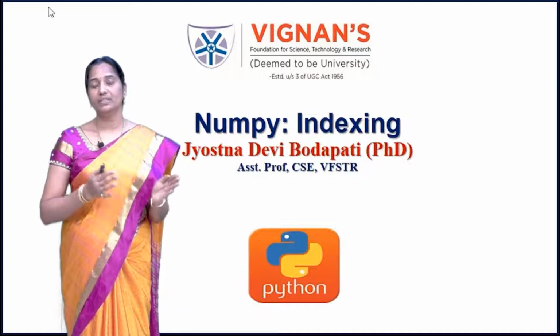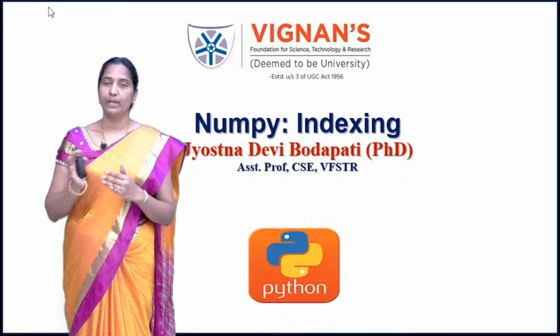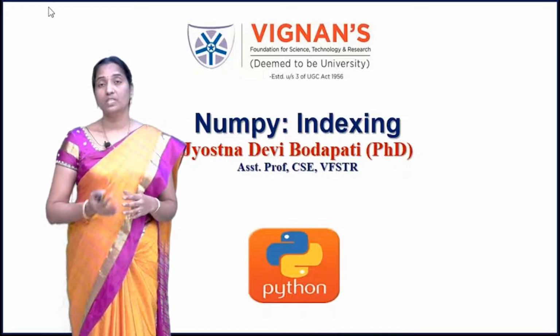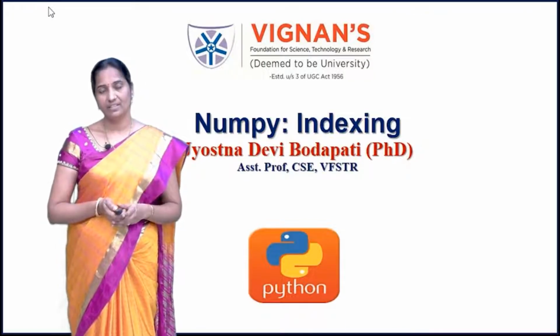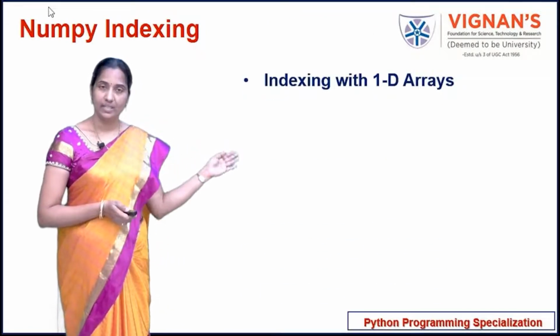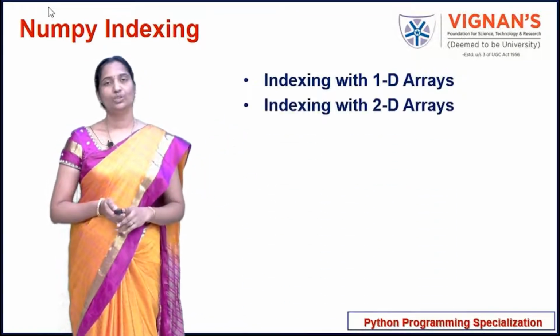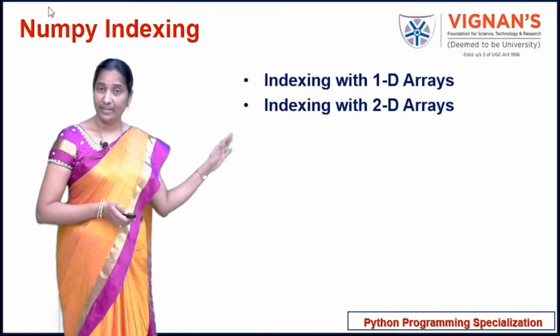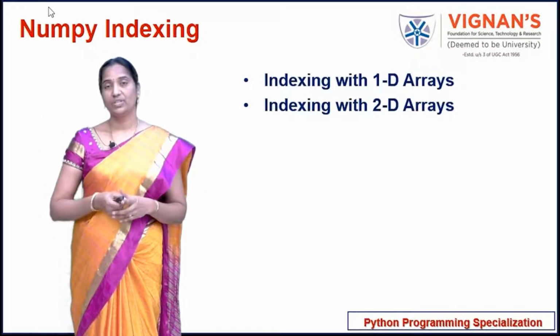Basically the elements in the Numpy n-dimensional arrays are stored in contiguous memory locations. So it is possible to retrieve the elements from the ND array using integer indexing. And in this lecture we'll see in detail how indexing can be used to access especially the 1D arrays and the 2D arrays. Once you understand these two, then you can extend this to arrays of any dimension.